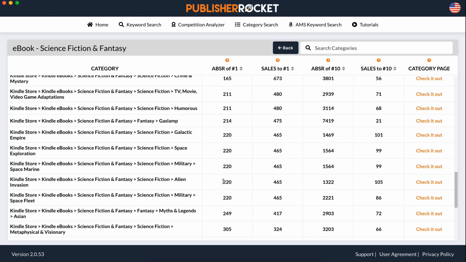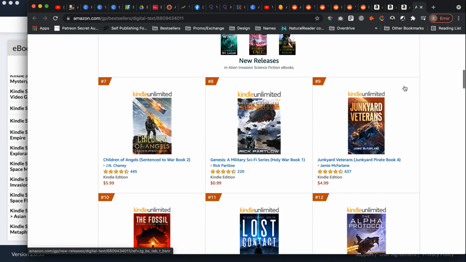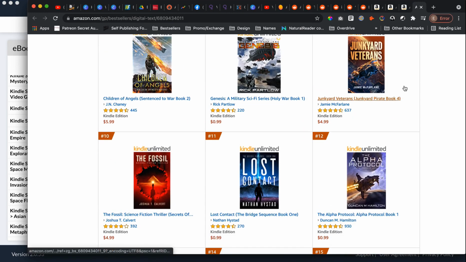But here we go. Here's one. Its ABSR is 220. Sales number one is 400 a day. ABSR's number 12 is 1322. Let's just check that out. I have a feeling we're going to get more of those alien romance for whatever reason. Well, not quite. Looks like lots of sci-fi.